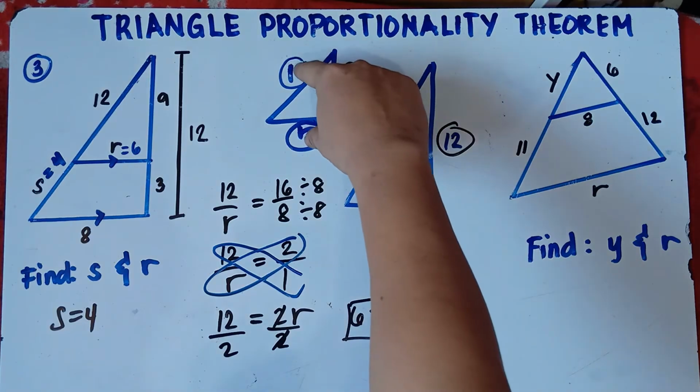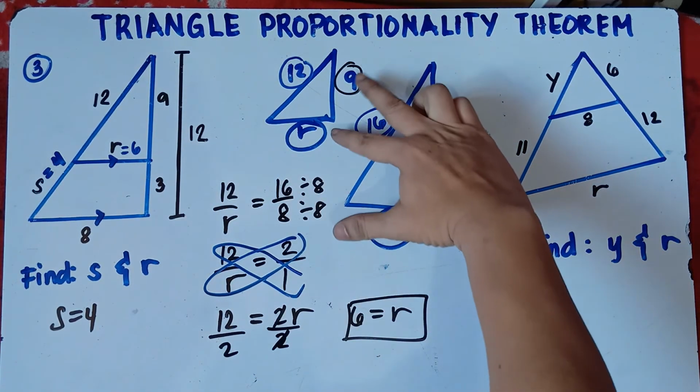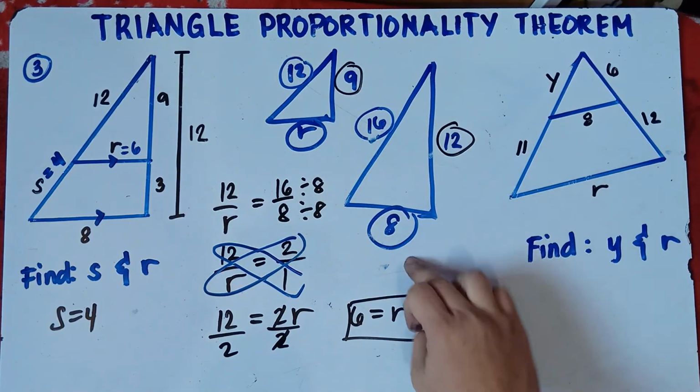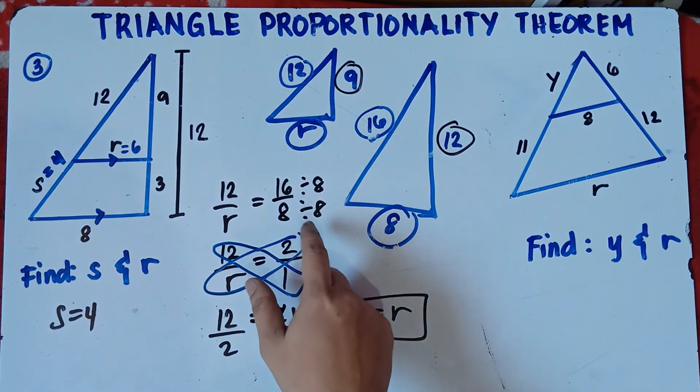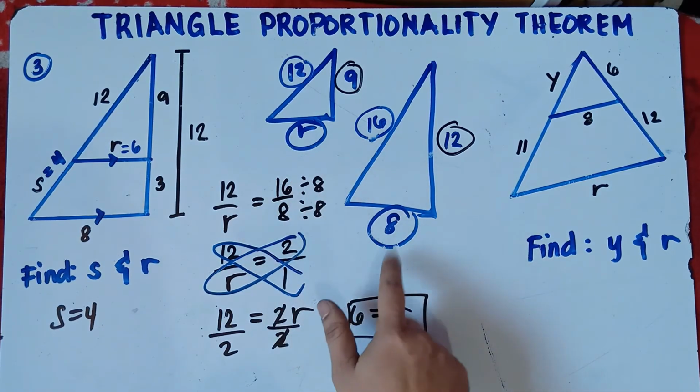So once again, it depends on you, class, which do you prefer. You can have these two ratios, this side over this side, or you can have 9 over R, then 12 over 8. Alright, it depends on you, as long as you include 8, because the corresponding side of R is 8.